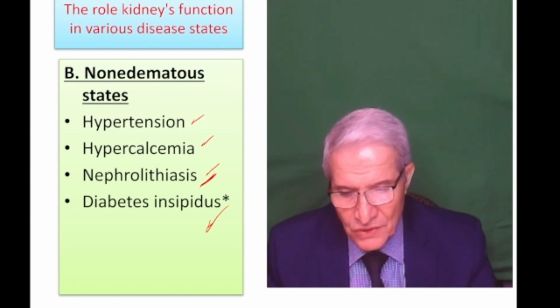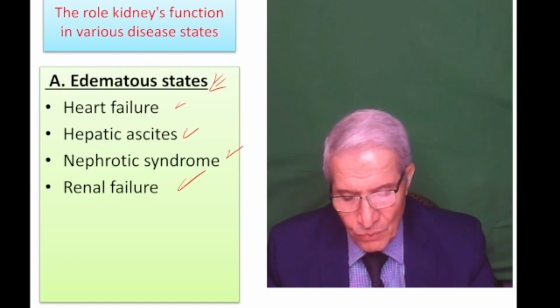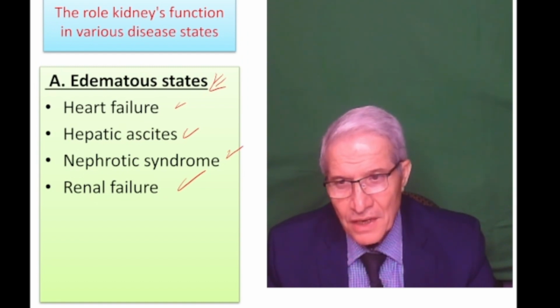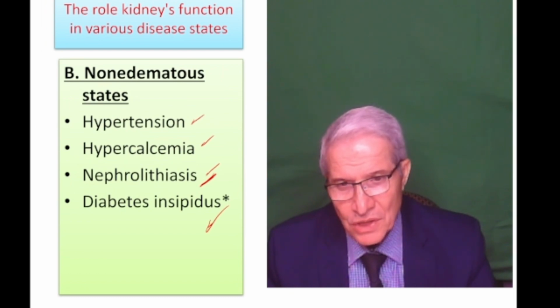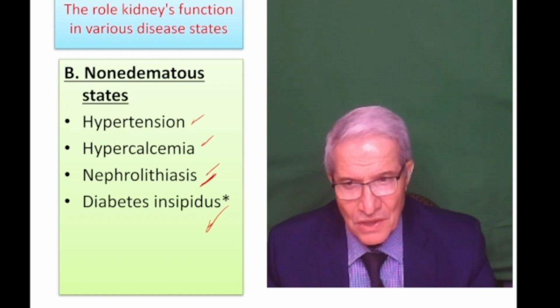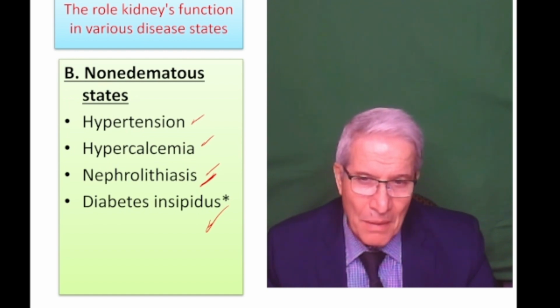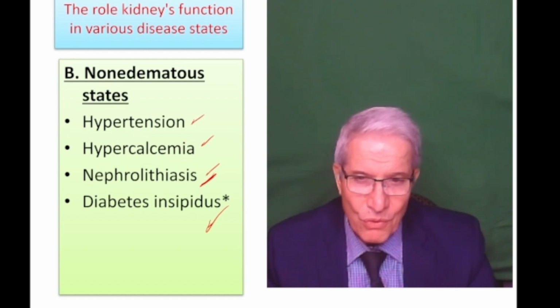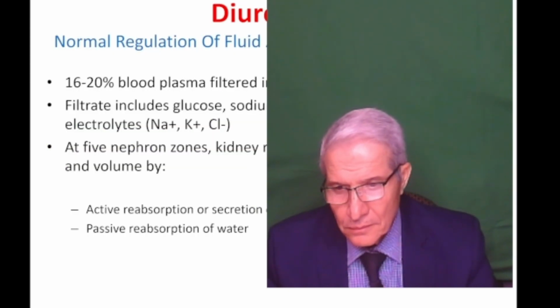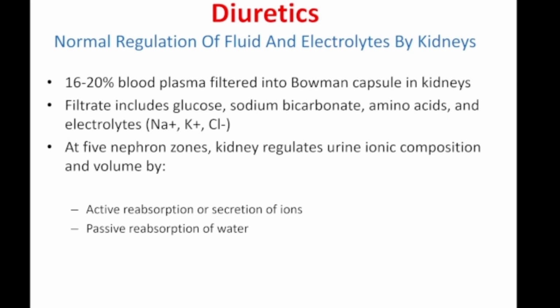So we have 2 cases here. We have edematous diseases, associated with edema, where the kidney is involved: heart failure, hepatic ascites, nephrotic syndrome, and renal failure. And non-edematous diseases: hypertension, hyperkalemia, nephrolithiasis, and diabetes insipidus. So we are going to speak about the application of diuretics for these diseases. Okay, let's start talking about diuretics and the definition of diuretic.